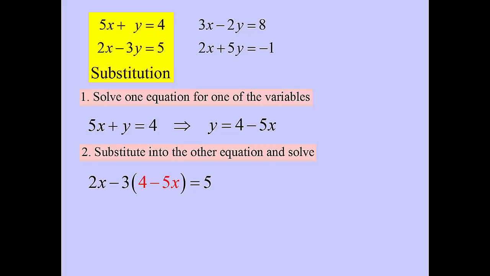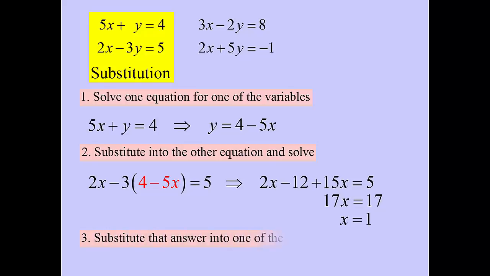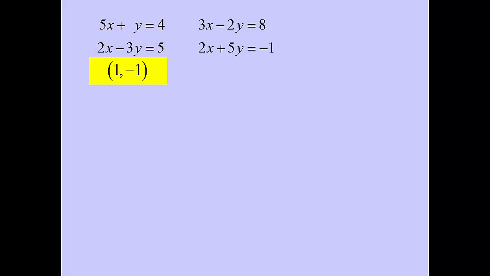Then solve that equation. Multiply it out and combine things and subtract. Divide. Once we get one of the variables, we then take any of the equations, like the one that we found in step 1, and substitute that value for the variable. Now the answer is an ordered pair, like a point on a graph. In this case, 1 and -1, which we would write in parentheses.